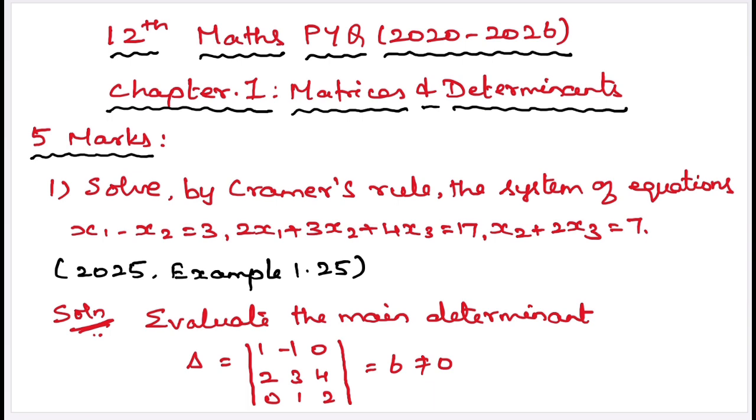To solve by Cramer's rule, first evaluate the main determinant delta from the coefficient matrix. That is delta is equal to determinant of 1 minus 1 0 2 3 4 0 1 2. So that is equal to 6, which is not equal to 0. Then find delta 1 by replacing first column by the constant.